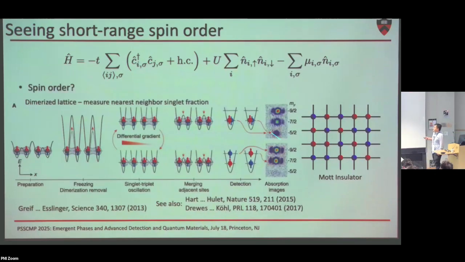And you can even go further, without local resolution, to try to detect some sort of magnetic order. I won't go into details on how this was done. It was a heroic effort, but without local access, these experiments were able to see some hints of short-range antiferromagnetic order inside Mott insulators.